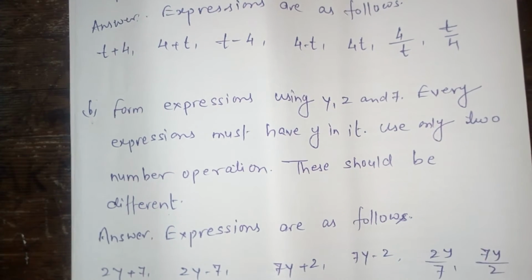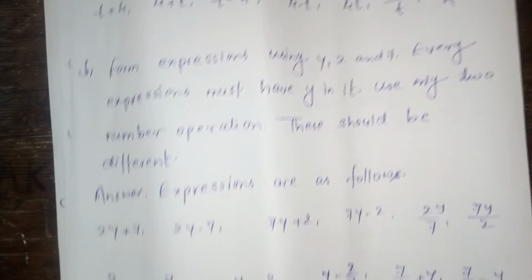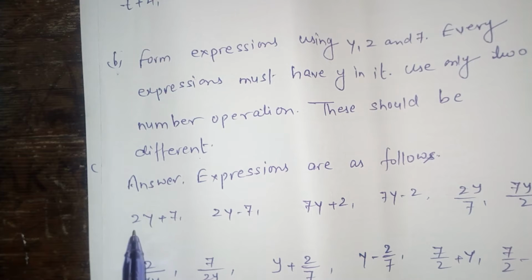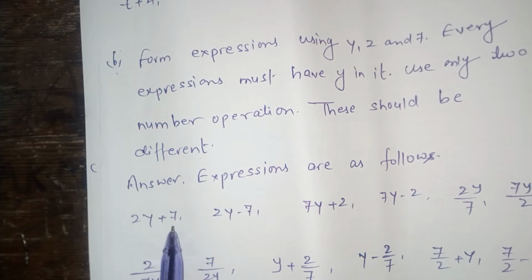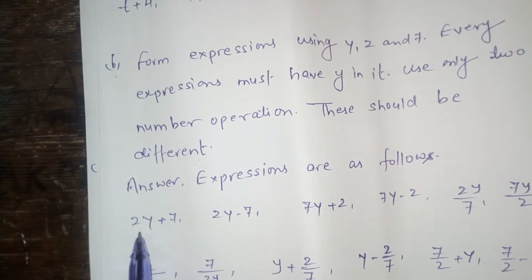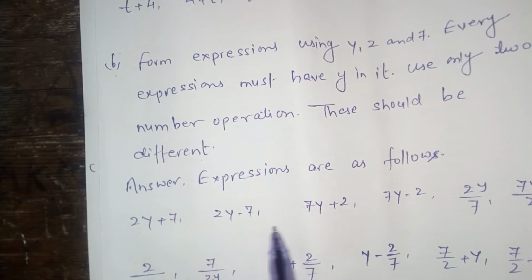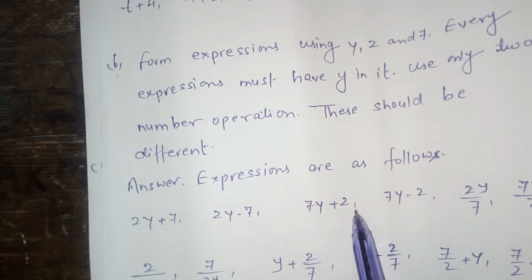So my dear students, the answers to the given questions are as follows. All these questions are very easy for you. 2y plus 7. In this algebraic expression we use only two mathematical operators, multiplication and addition. So the first expression is 2y plus 7, second is 2y minus 7, then 7y plus 2. In 7y plus 2 we can use multiplication and addition.